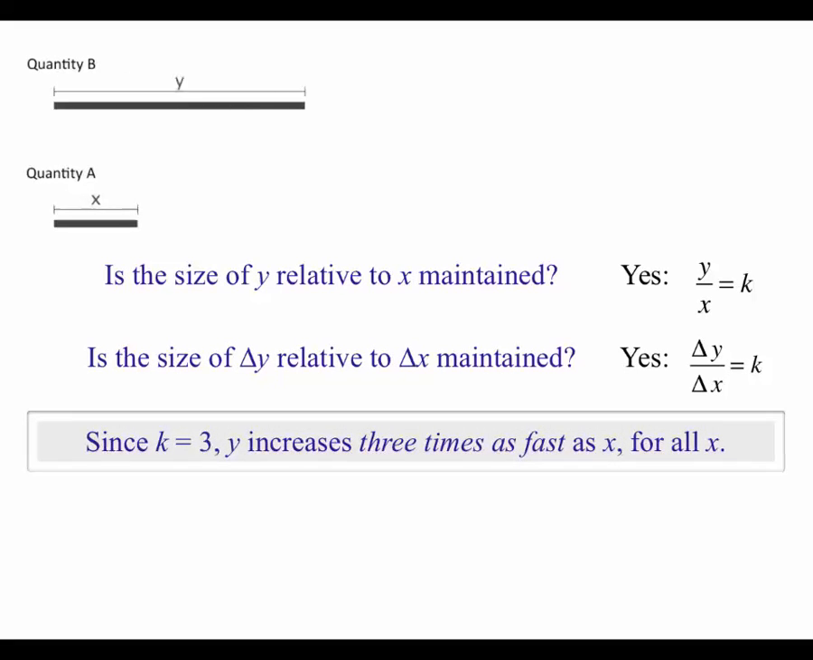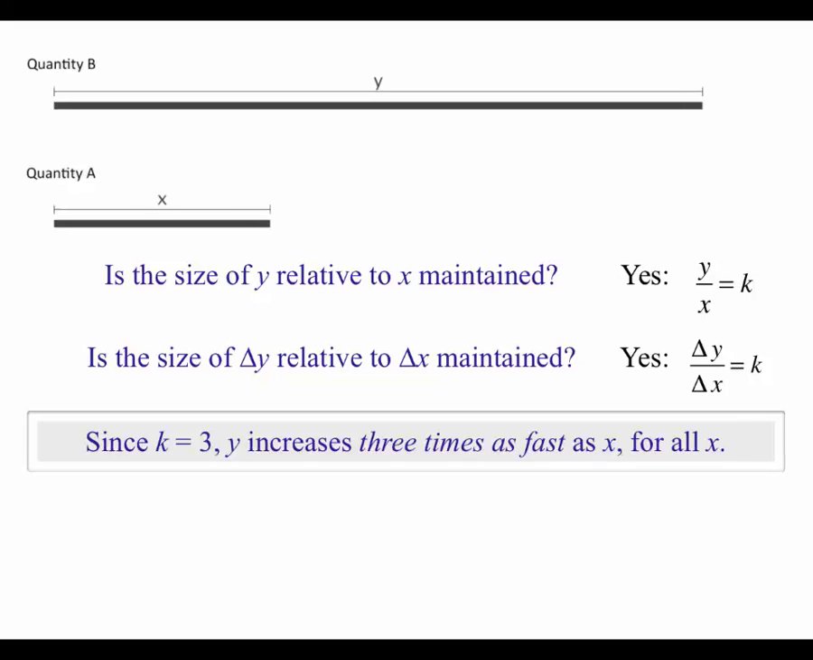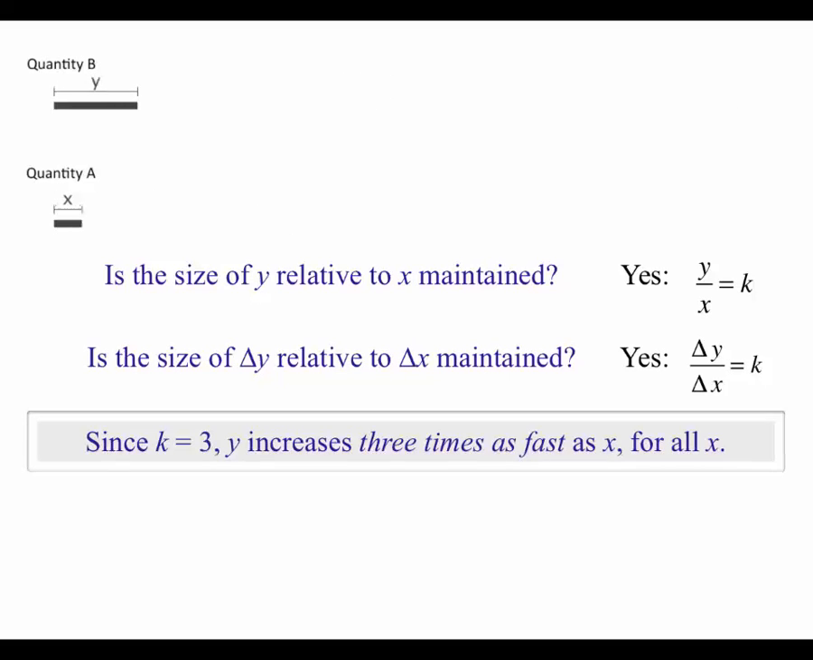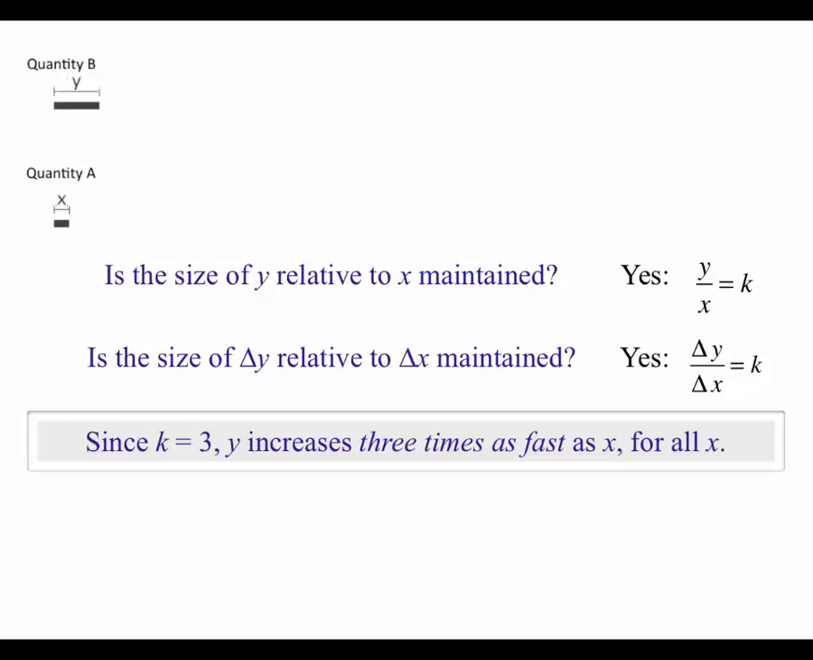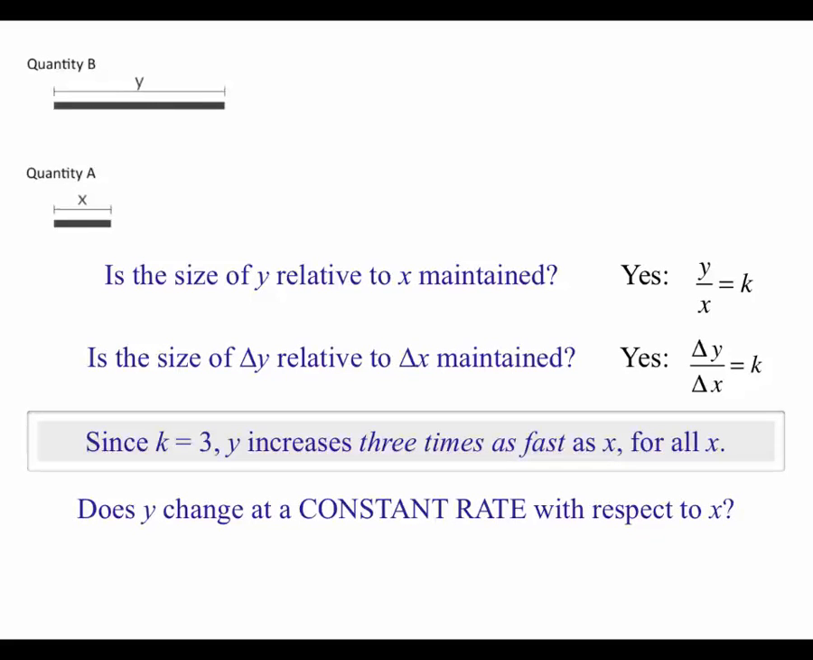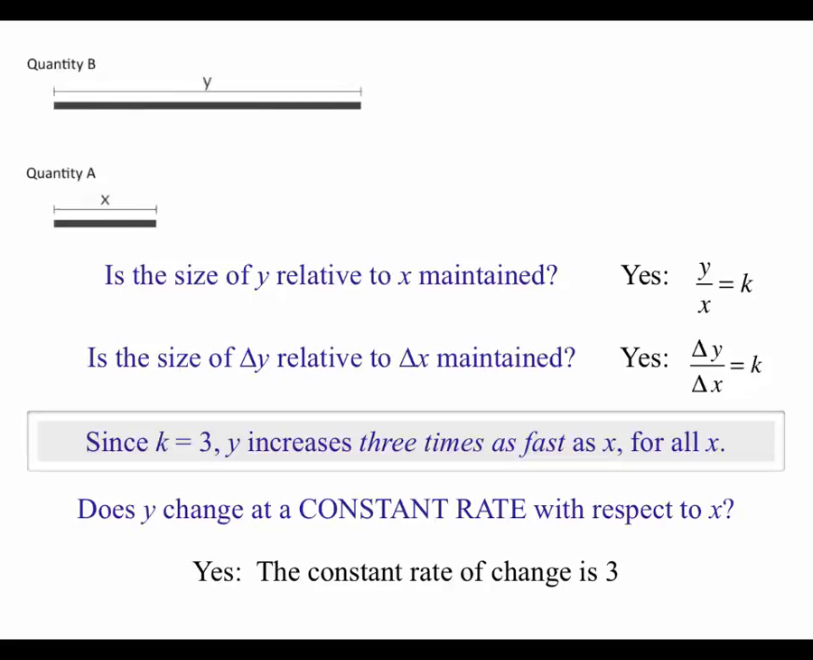Okay? So K equals 3. So Y increases 3 times as fast as X for all X. Would you buy that? That Y is increasing 3 times as fast as X for all X. So is this constant rate of change? Yes, because Y is increasing 3 times as fast as X, and that constant rate of change is 3. Questions on that? What do you think?